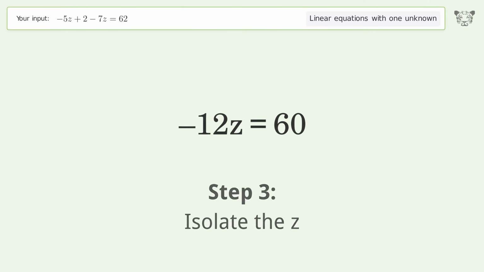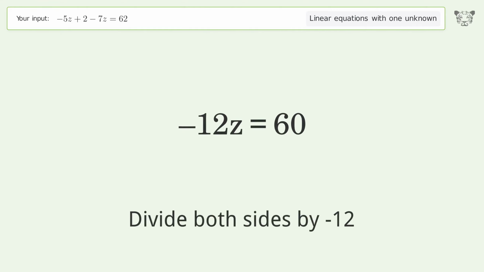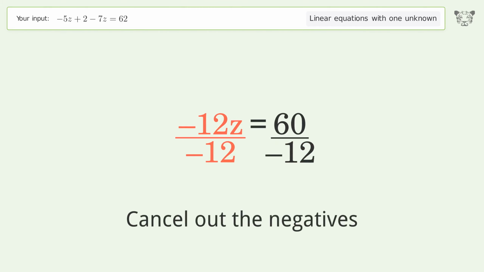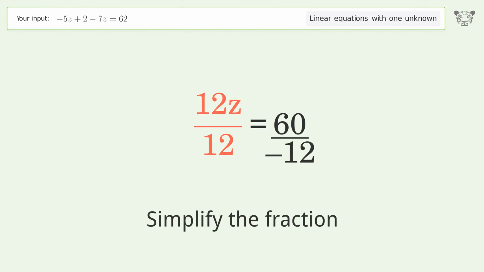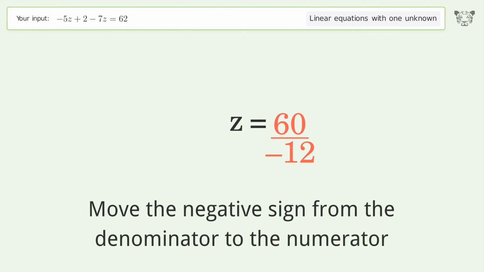Isolate the z. Divide both sides by -12. Cancel out the negatives. Simplify the fraction. Move the negative sign from the denominator to the numerator.